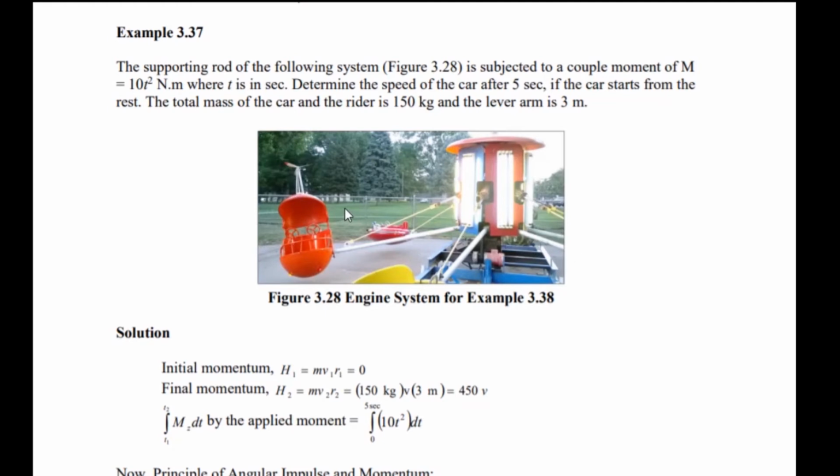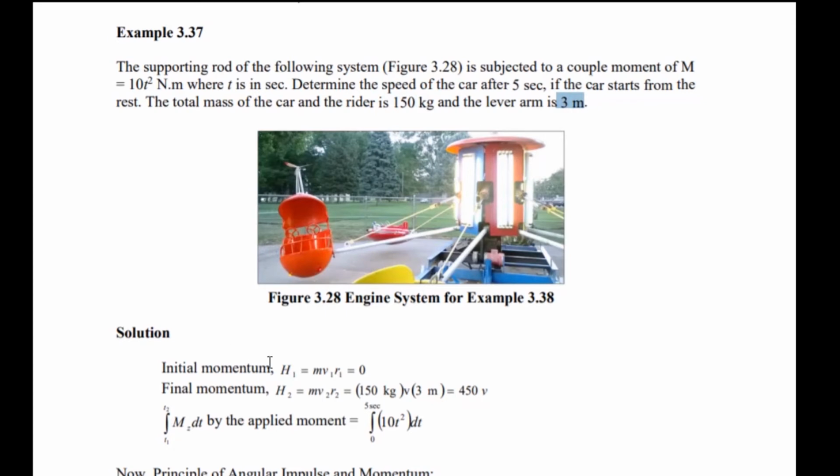That means this rod is applying a moment this way, and it is a function of time, and determine the speed after 5 seconds. That means what is the speed after 5 seconds? If the car starts from rest, that means initial velocity was 0, and mass was given 150 kilogram, lever arm 3 meter. That means from here to here this radius is 3 meter.